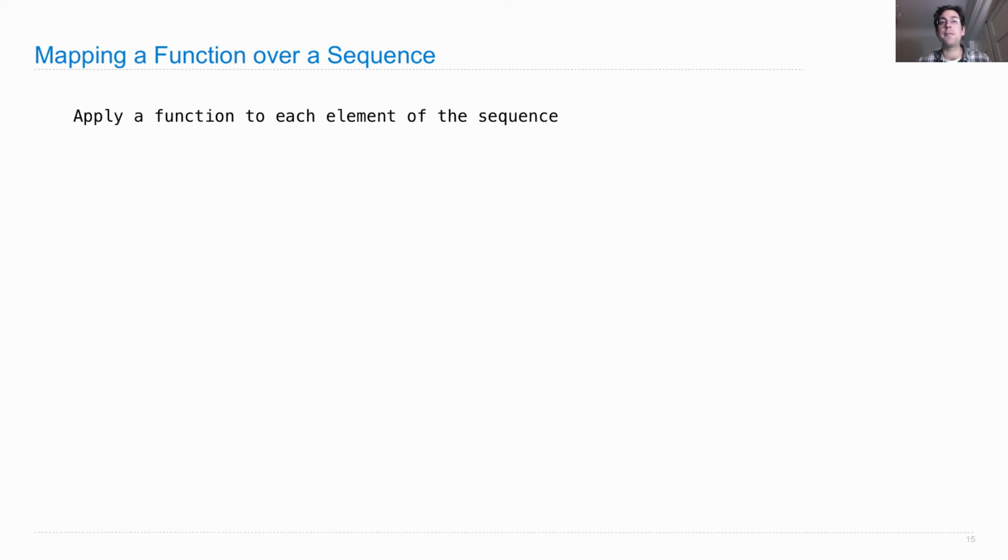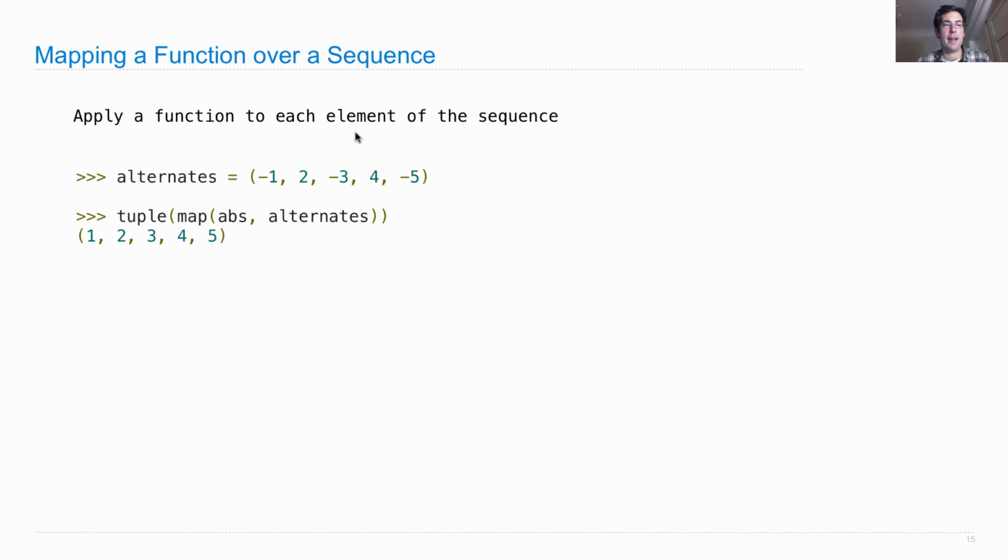So we talked about two different general ways of processing sequences. Mapping a function over a sequence is one of them, and it means applying a function to each element of the sequence. So if I start out with a sequence of numbers that we'll call alternates here as a tuple, and then I map a function such as abs, which computes the absolute value, over those elements, I'm not applying abs to the whole tuple. Instead, I'm applying abs to each element in turn. And if I construct a tuple out of the result, I'll get 1, 2, 3, 4, 5. So the absolute value of negative 1 is 1, etc.